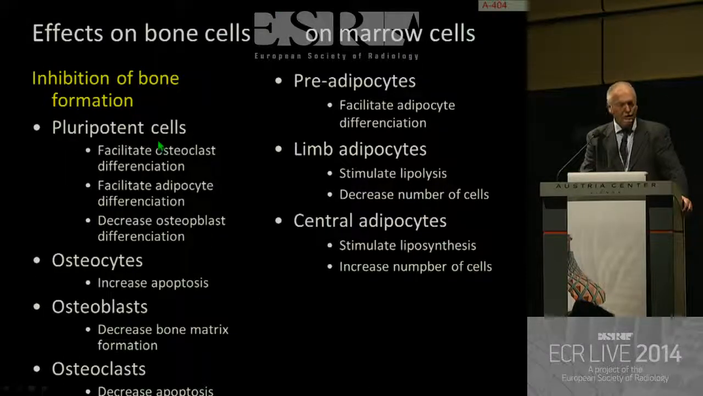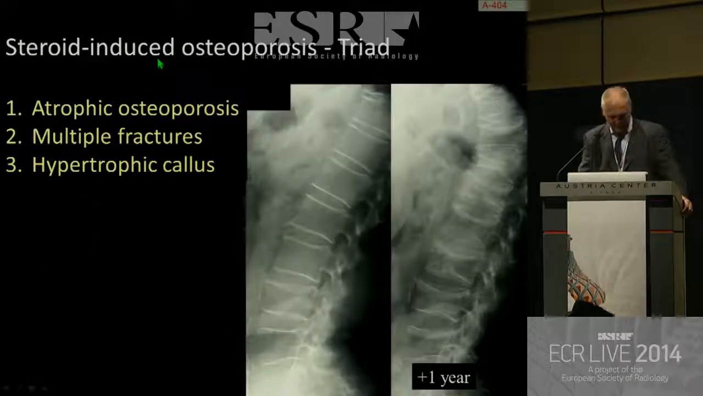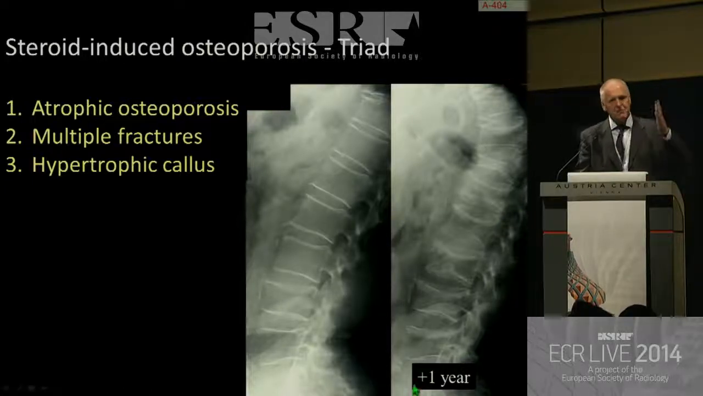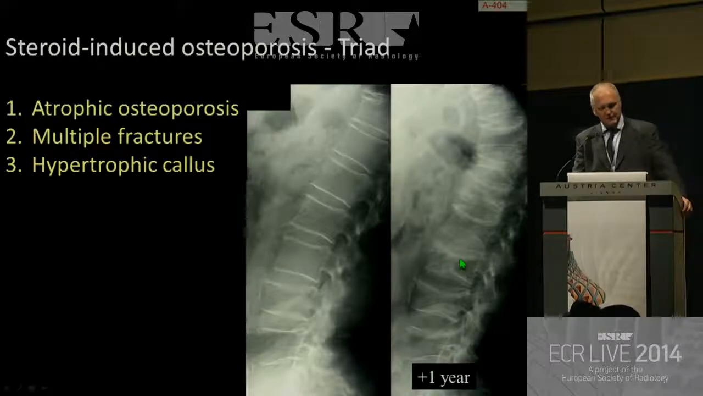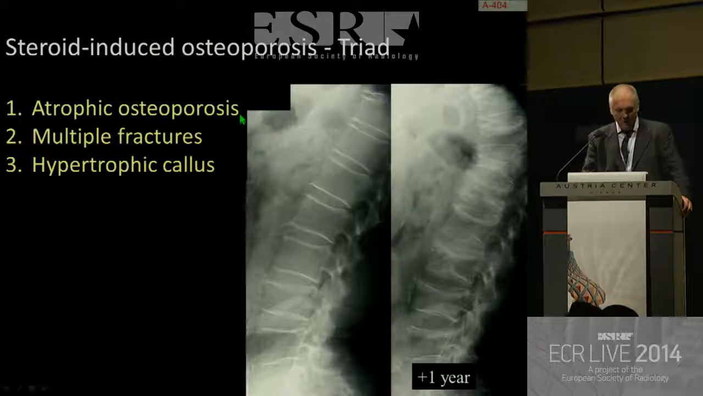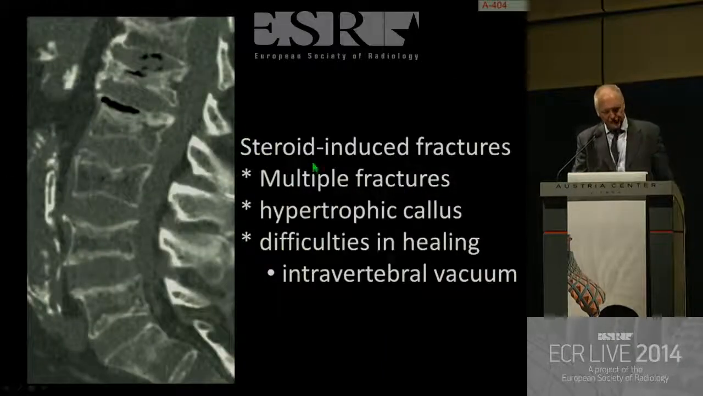Now, they have large numbers of effects both on the bone cells and on the marrow cells. You should be able to recognize steroid intoxication on that image. You've got multiple fractures and multiple hypertrophic calluses adjacent to these fractures. If you are very good, you might guess that there is some form of atrophic osteoporosis, which is also highly suggestive of steroid intoxication. On CT, you will see exactly the same.